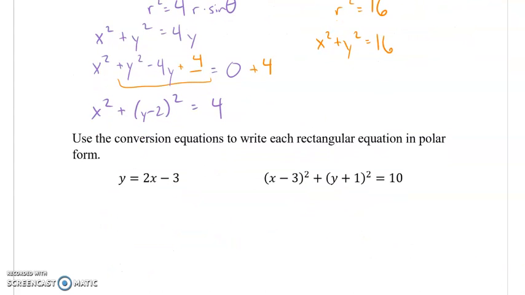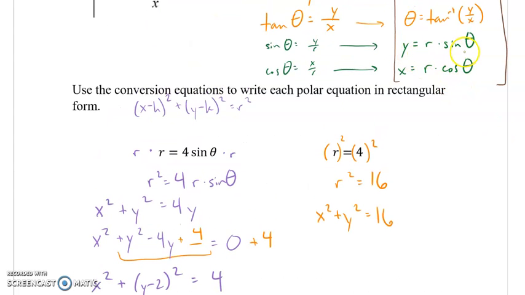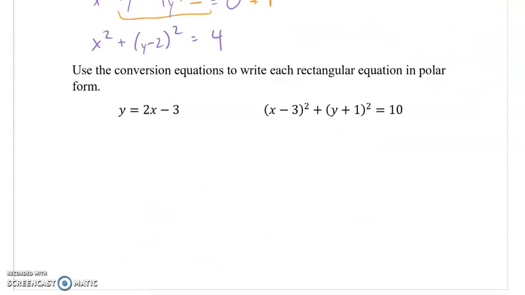Now going the other direction tends to be a little less nuanced, right? We don't have to decide what to do. We can just say, well, if I see a y, I'm just going to replace it with r sine of theta. If I see an x, I'm just going to replace it with r cosine theta. And that's really it. So let's pick a new color. y is the same thing as r times the sine of theta. x is the same thing as r times the cosine of theta.